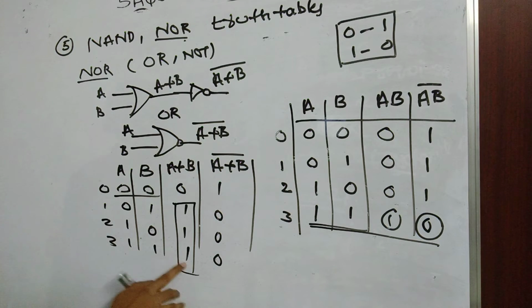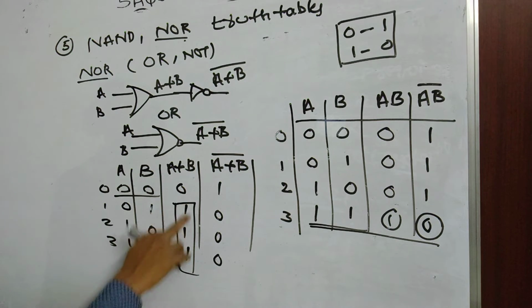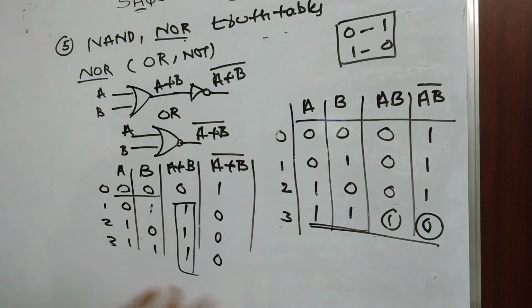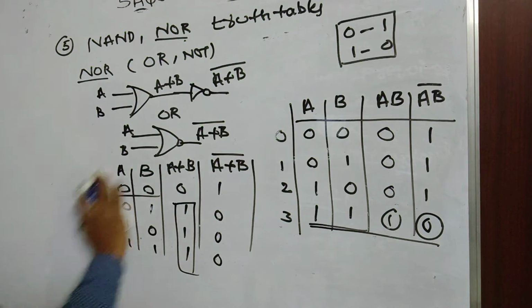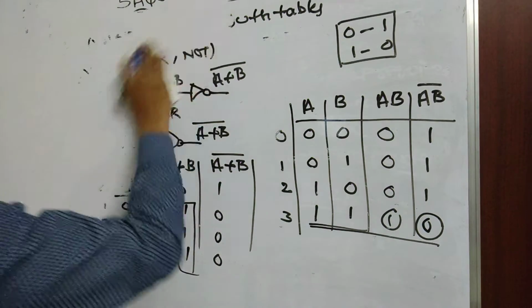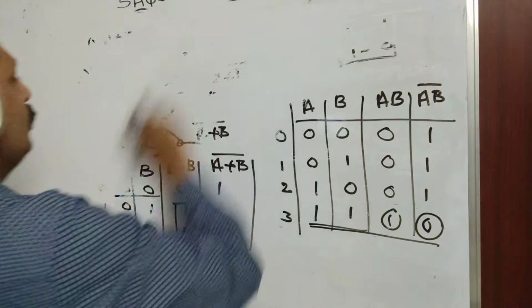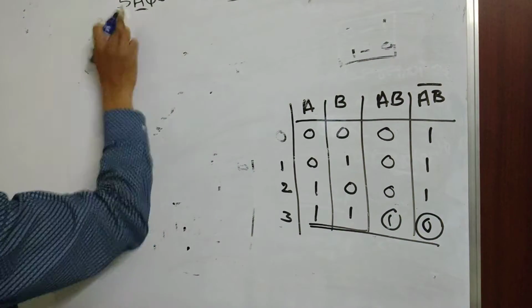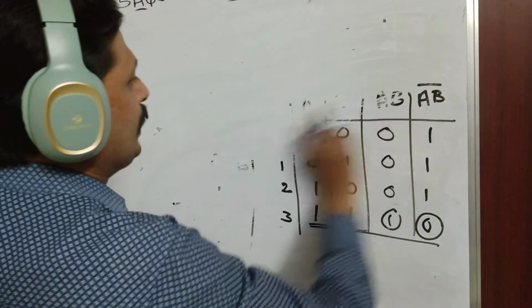Similarly, for the OR gate, we observe that when all are ones, or at least one is one, then it is 1. Come to the NOR gate, it should be 0. NOR and OR are complements. And come to the last gate now. What is that? NOT gate. With this I close the discussion of the semiconductor chapter.